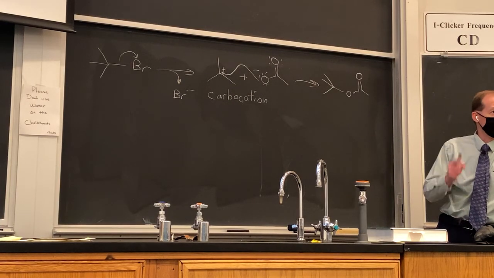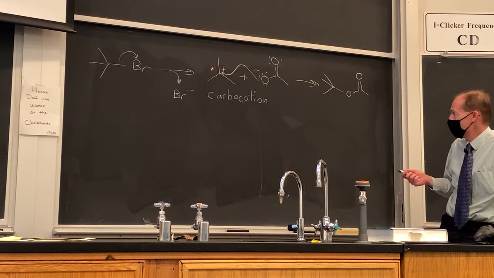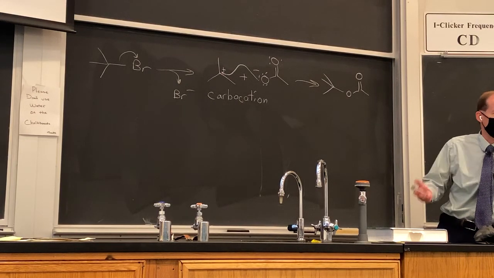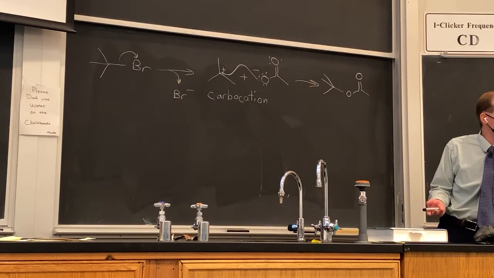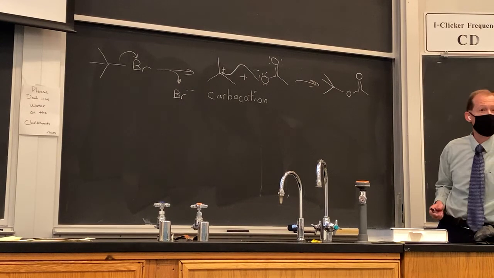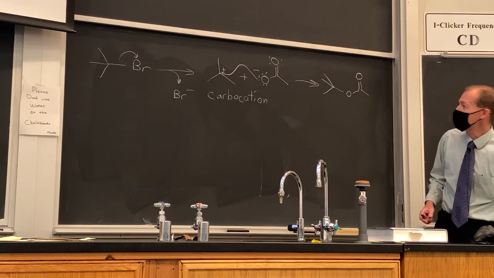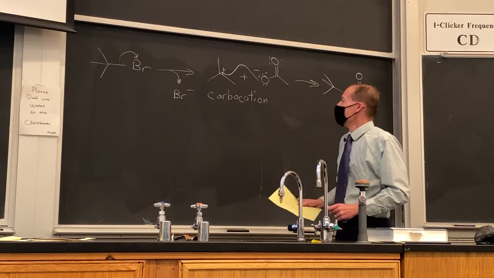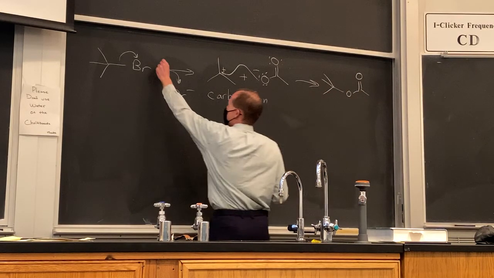We will talk about that in a second, but to answer that, how many groups are attached to that carbon? 3. So when we have 3 groups, what's the geometry? Trigonal planar. Yes, it's trigonal planar, and we'll explore that in just a couple of minutes to see why that's significant. Okay? So our first step is the slow step.